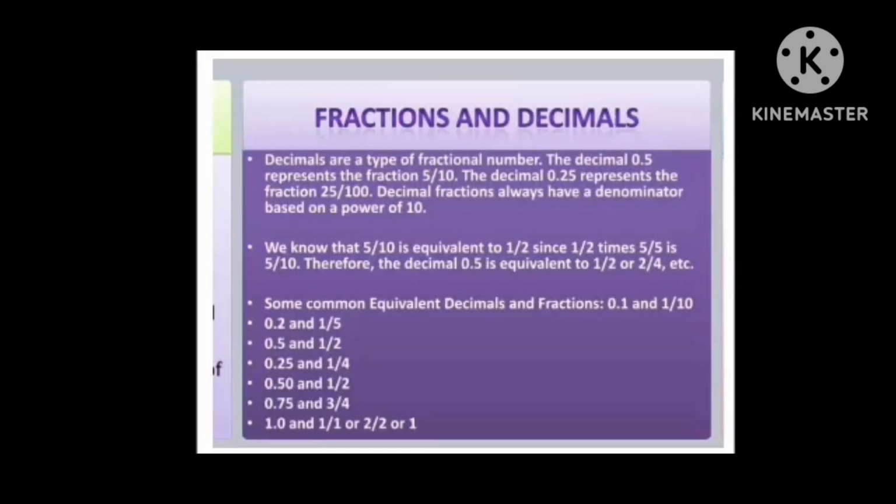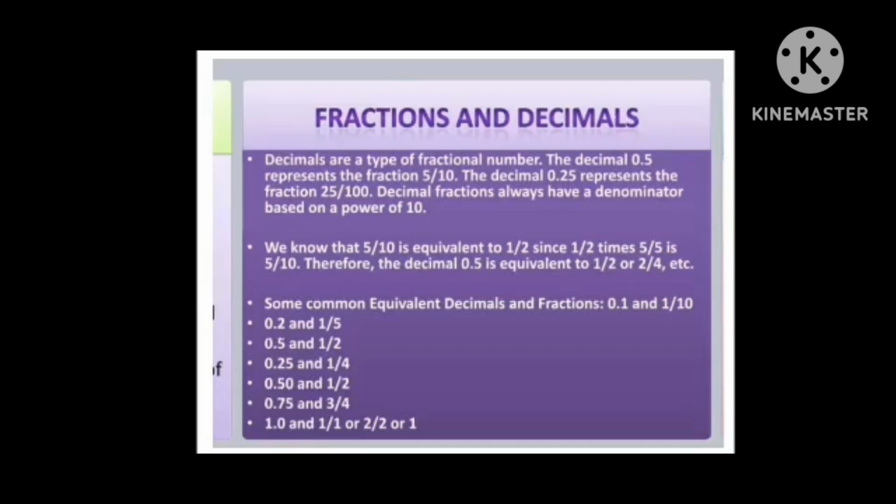Next is fractions and decimals. Decimals are a type of fractional number. The decimal 0.5 represents the fraction 5 over 10. The decimal 0.25 represents the fraction 25 over 100. So decimal fractions always have a denominator based on a power of 10. We know that 5 over 10 is equivalent to 1 half, since 1 half times 5 over 5 is 5 over 10. Therefore, the decimal 0.5 is equivalent to 1 half or 2 fourths, etc.